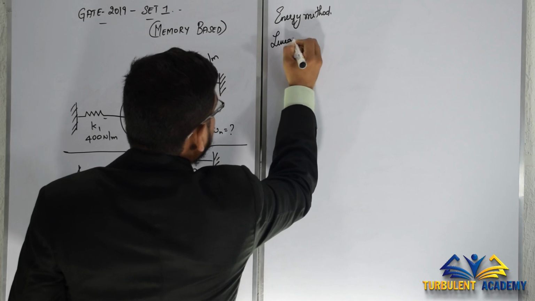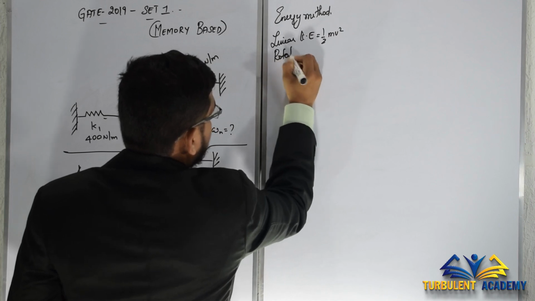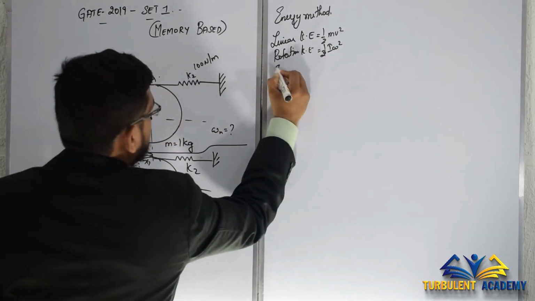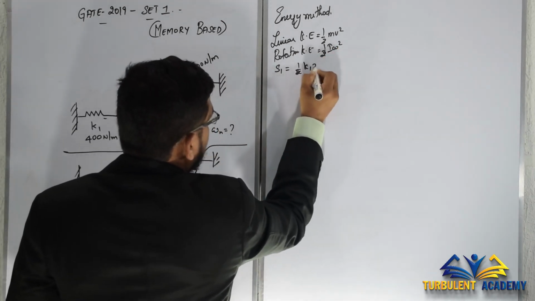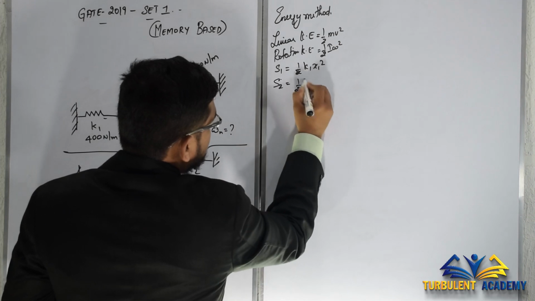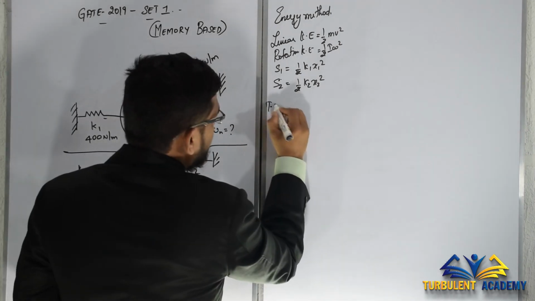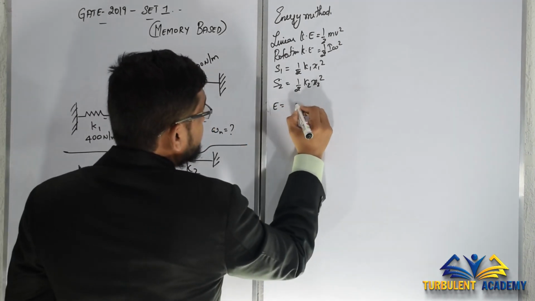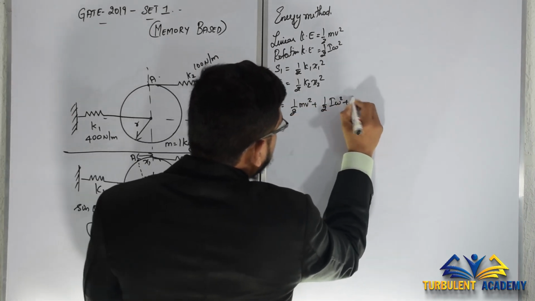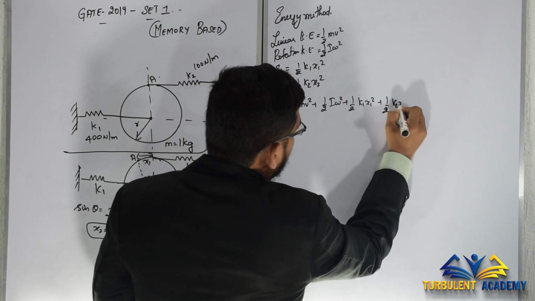So linear kinetic energy is half mv squared, rotational kinetic energy is half I omega squared, spring energy 1 equals half K1 x1 squared. Obviously we have spring 1 and spring 2. Do you think any other system is involved over here? As of now, no, we don't have anything else. Just add up the total energies. So E equals half mv squared plus half I omega squared plus half K1 x1 squared plus half K2 x2 squared.